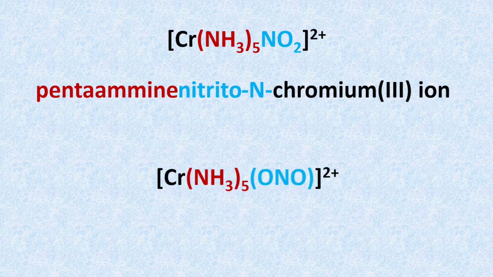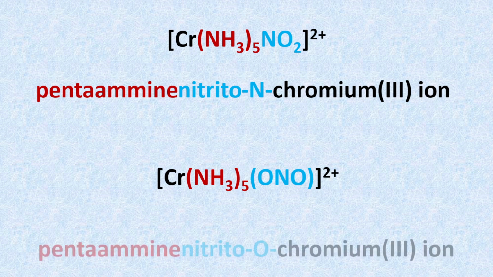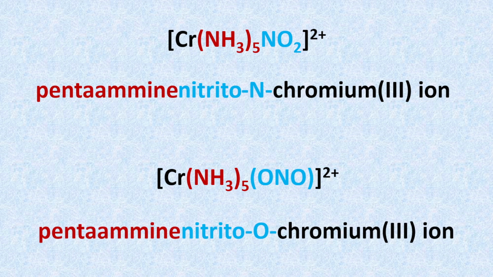This complex is similar to the previous one. Here the nitrito ligand is bonded to chromium through the oxygen atom. So instead of capital N, capital O is added along with the hyphen mark. The rest is the same as the previous one.